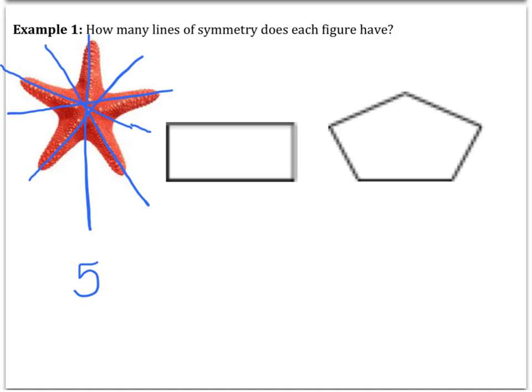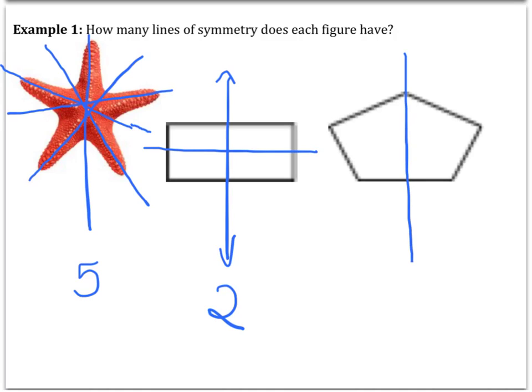Looking at the rectangle, there's only 2 lines of symmetry in this one. We can draw the horizontal and vertical lines of symmetry, so there's 2. And then this last figure. Now, if this was a regular pentagon like in the previous page, we would say that there was 5 lines of symmetry. But in this case, since it's squished down a bit, there's only this 1 line of symmetry. So this one has 1.